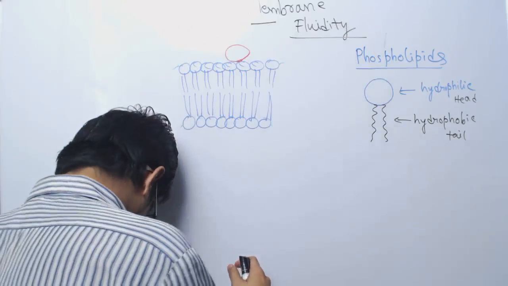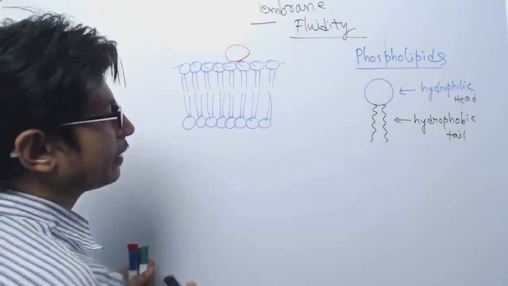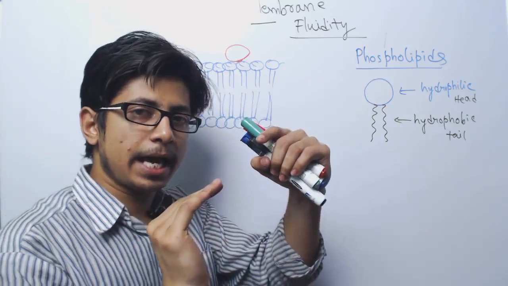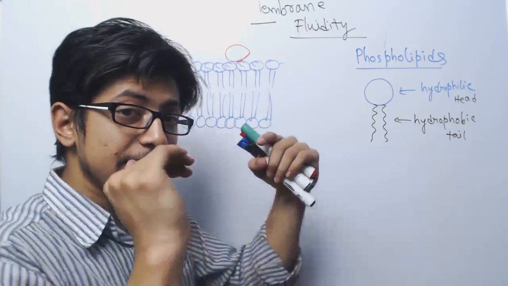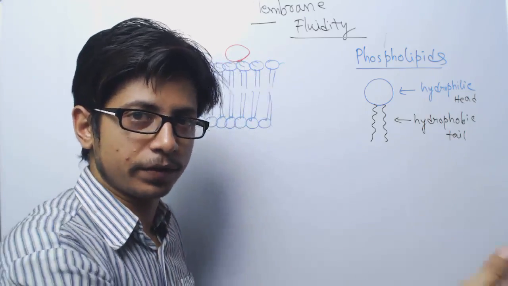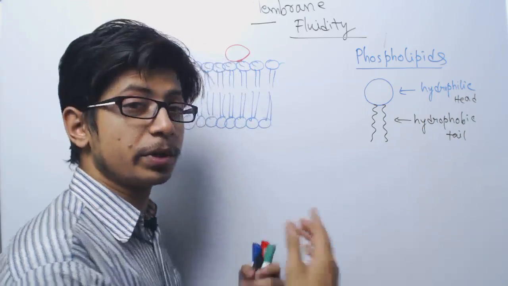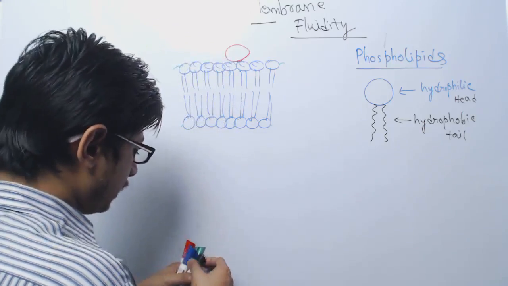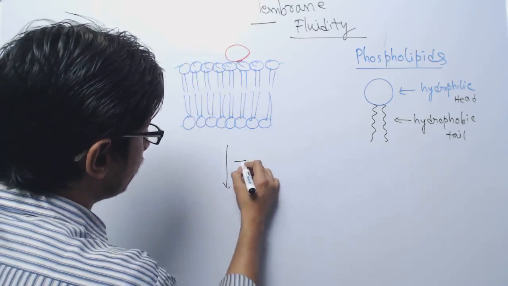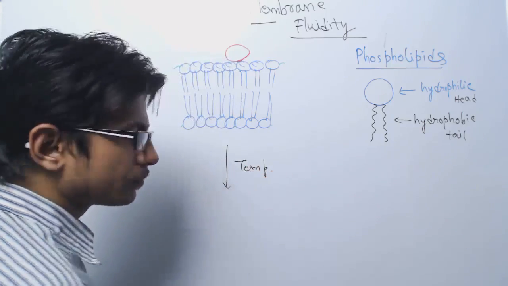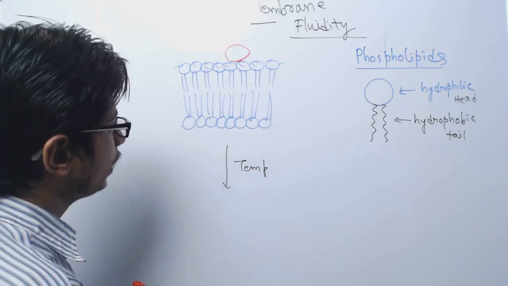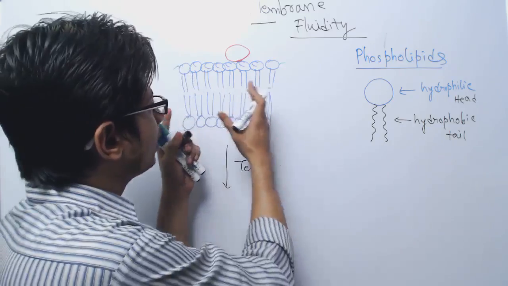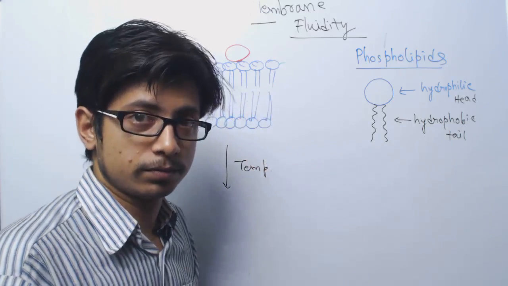Let's say here, if this is the membrane. Now the arrangement of these lipids, the heads of the lipids and the tails of the lipids, can vary for different types of cells and different situations, in different temperatures and conditions. Now let's say if we increase the temperature a little bit, what it does is it makes the fluidity more.